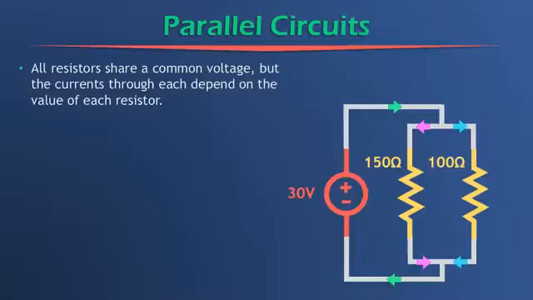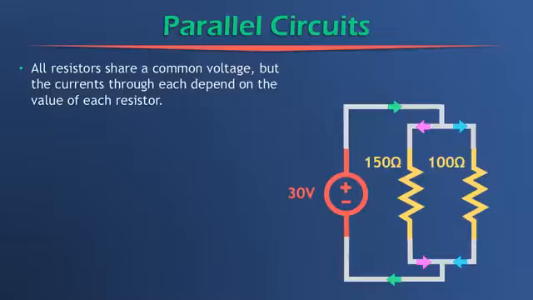In a parallel circuit like this one, all resistors share a common voltage. And we can see that because the 30 volt source here is attached across both the 150 ohm and the 100 ohm resistor simultaneously and in the same places. But the difference between parallel and series is that the currents through each of these resistors can be different, and in this case they are different because the values of the resistances are different. So there's going to be less current flowing through the 150 ohm resistor than in the 100 ohm resistor.